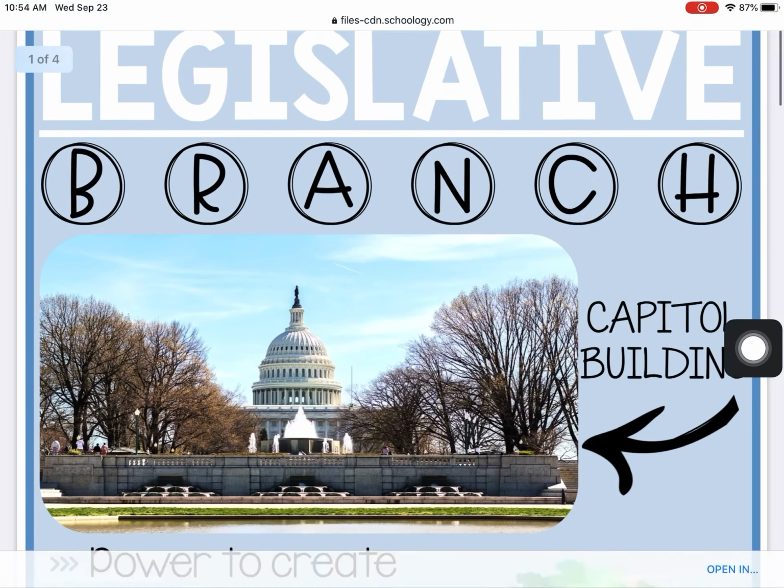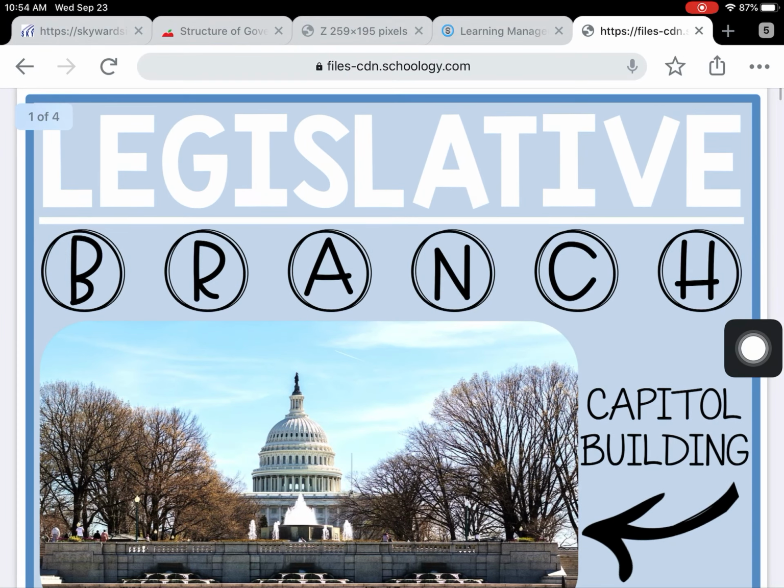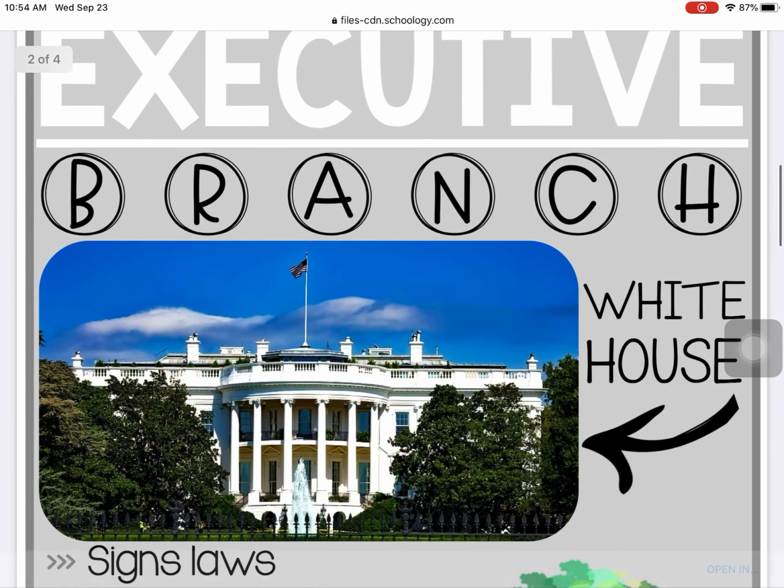It looks a little different from our U.S. Capitol here. So our legislative branch of Michigan is again going to house a different Senate and House of Representatives, who are people that we elect to go make laws for us. That is just Michigan laws in our legislative branch of Michigan.